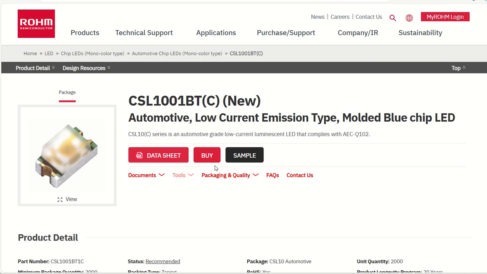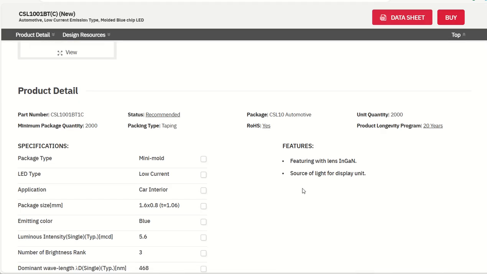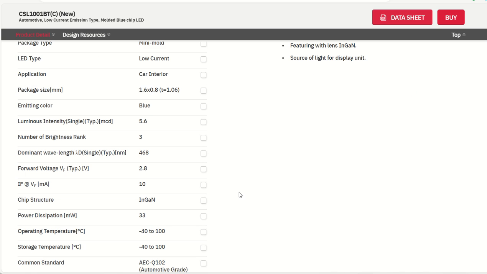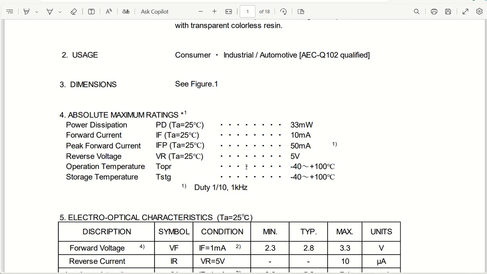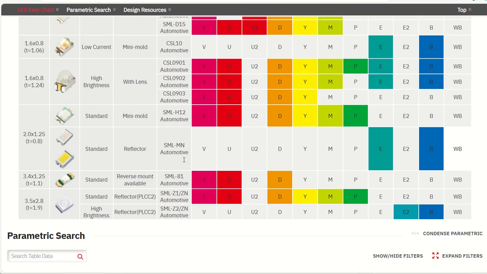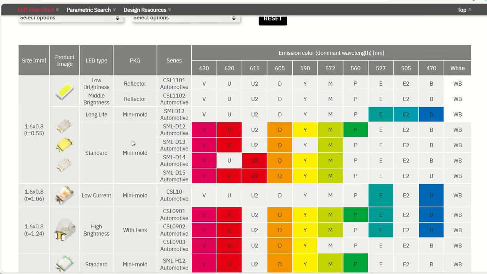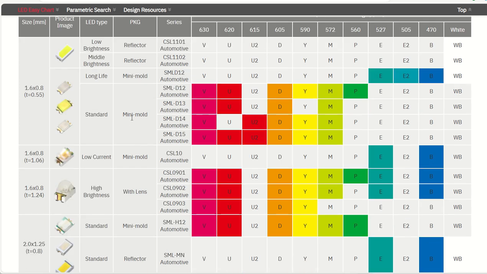So I opened four or five data sheets for you to understand these particular automotive LEDs, how to select them, and what the different criteria are for selecting particular LEDs for our automotive or industrial applications. If you have any questions or queries regarding the selection of automotive chip LEDs for different perspectives, whether side indicators, car interiors, or exterior applications, you can reach out to us and we shall be able to give you the perfect match for your particular design.